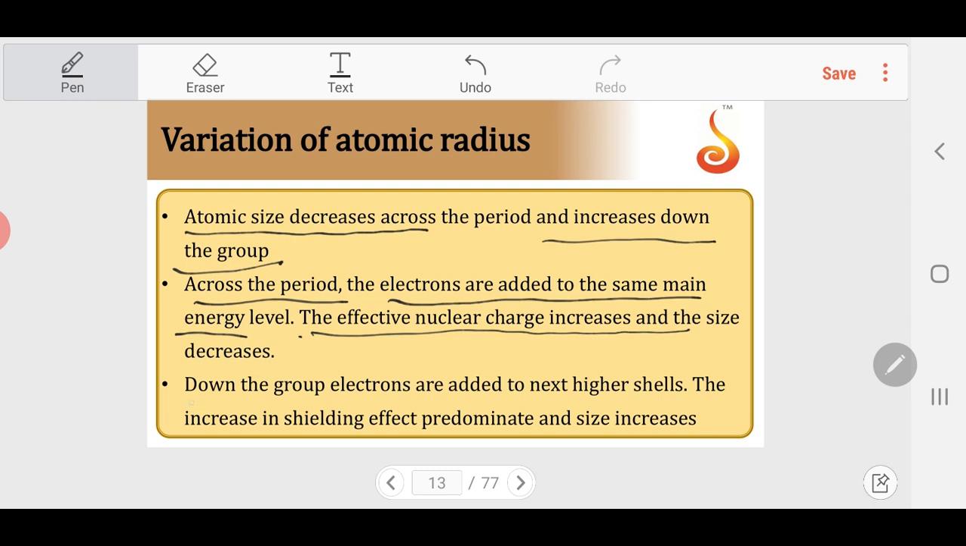Down the group, electrons are added to the next and next higher energy levels or shells. From one atom to the other, an extra shell of electrons is added. So the shielding effect predominantly increases compared to the nuclear charge. As a result, the atomic size increases.